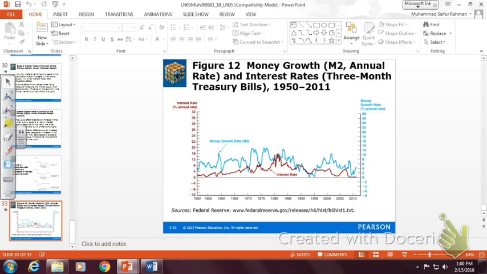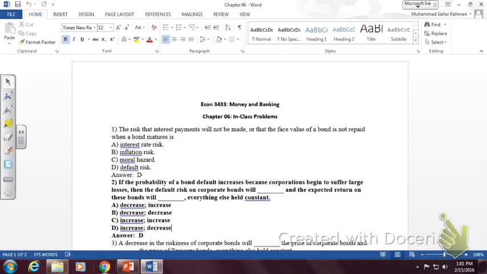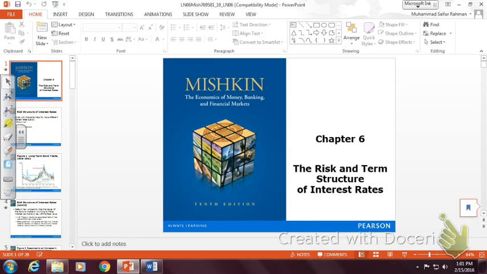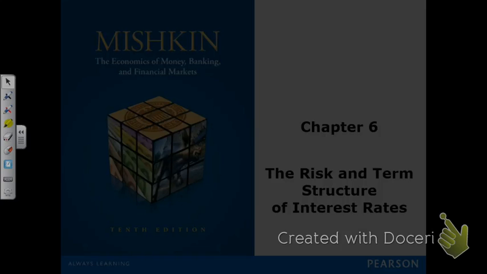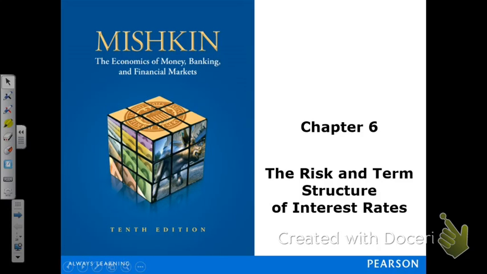Today we're going to start chapter 6, where we are going to spend our time trying to understand two very important and related concepts. We are going to look at this idea of risk and term structure of interest rates. The basic idea behind what we are going to cover today is that the interest rate can be affected by the risk of the assets. It can also be affected by the term or the maturity date of the assets.